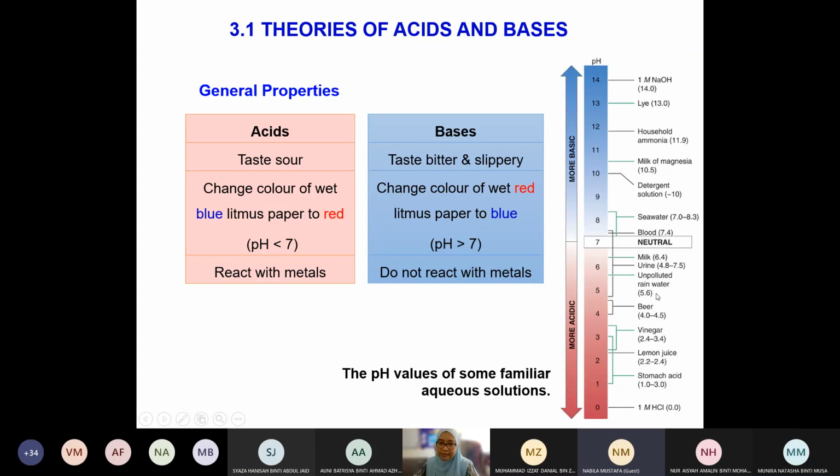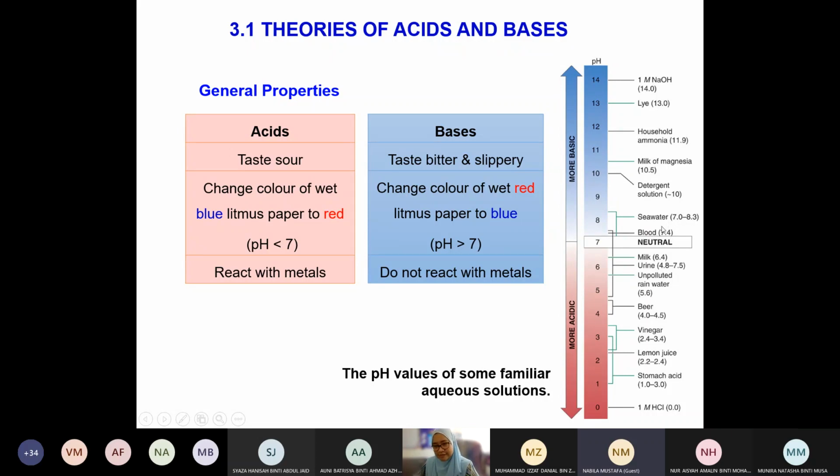Unpolluted, dia memang acidic. So imagine kalau dia polluted, it will go down to around 3. This is unpolluted, 5.6. Kalau polluted, it will go down to 3. Maksudnya dia become more acidic lah. So it can corrode the car, metals, bangunan, buildings and whatnot. And then 7 is neutral. Even our blood, kita tengok blood is 7.4. Is slightly basic.